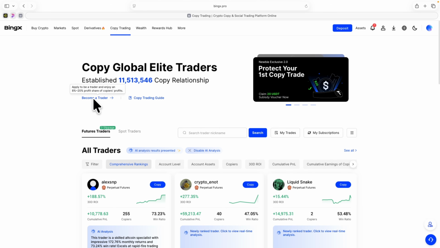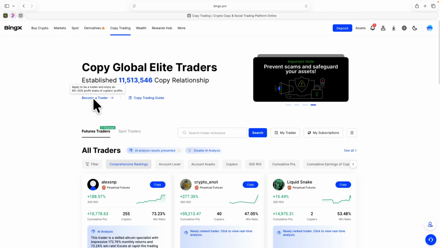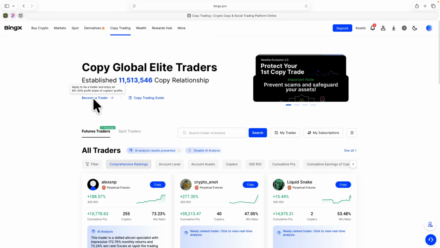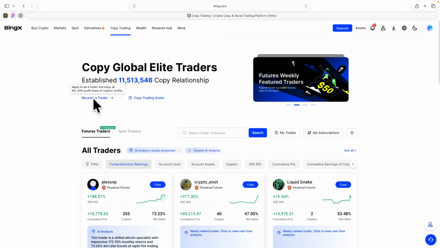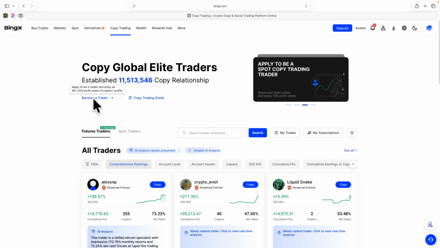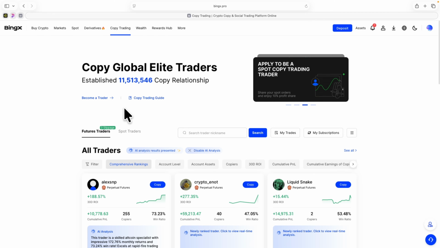And by the way, you can actually be making money when you become a master trader or an elite trader on BingX, because when people make profit from copying your trades, you make 8 to 20% on every profit that they make. I hope you get it. So that is the benefit of being a master trader right here. If you want me to make a video on that, let me know in the comment section below. But this one is for people who are ready to copy other master traders on BingX. So if you want to go ahead and do that, make sure you watch this video to the end.